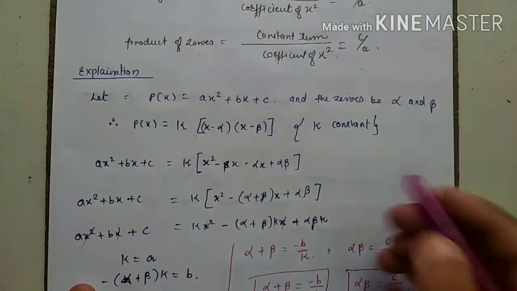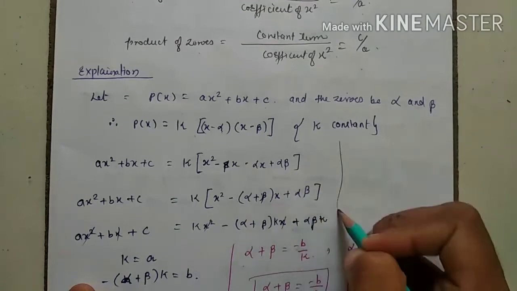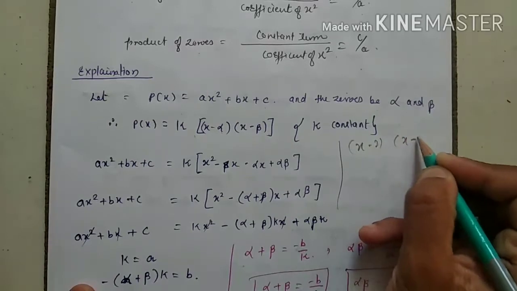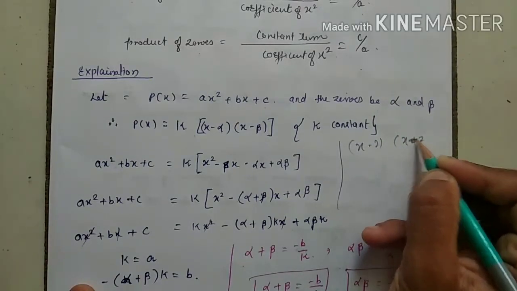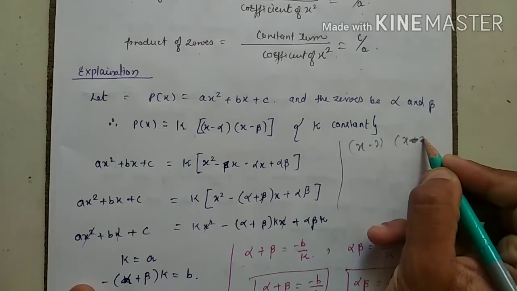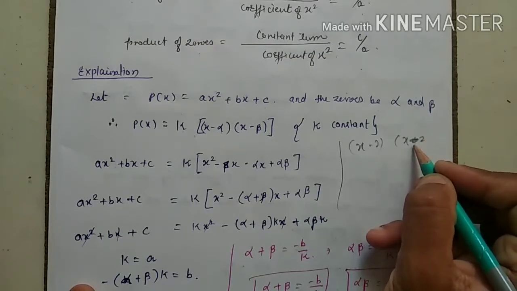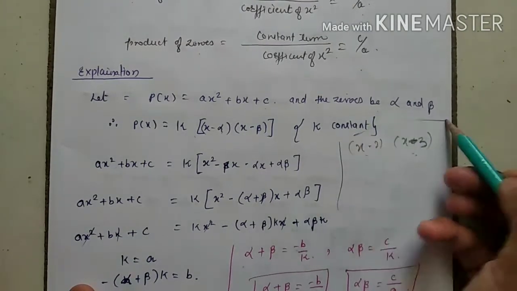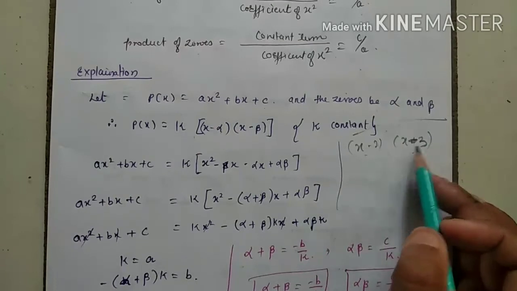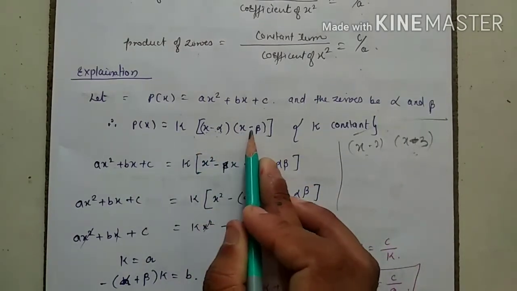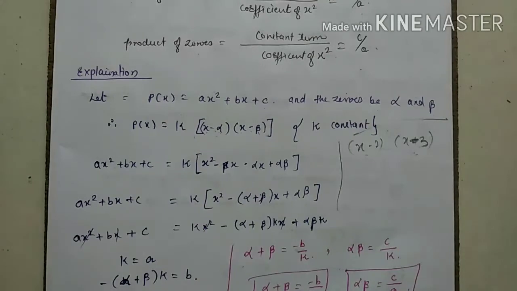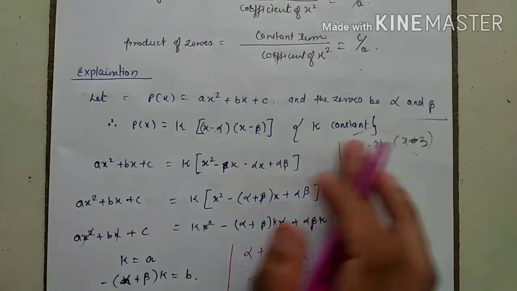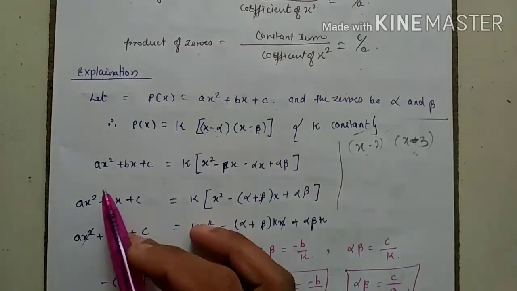Why? Just understand. If I am getting variables like x minus 2 and x minus 3, these two are the factors of any polynomial, correct? So these two factors I can write like this: x minus alpha, x minus beta. Is it clear? Now k here is a constant term, the c's value is constant, so that's why I am taking k as a constant together with it. Okay. Now come to the next.